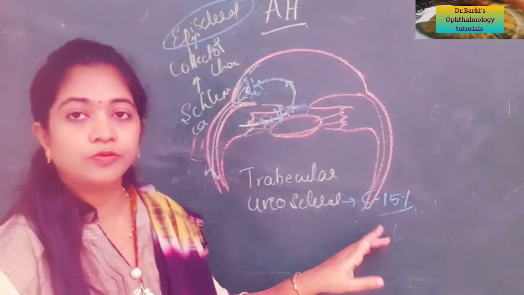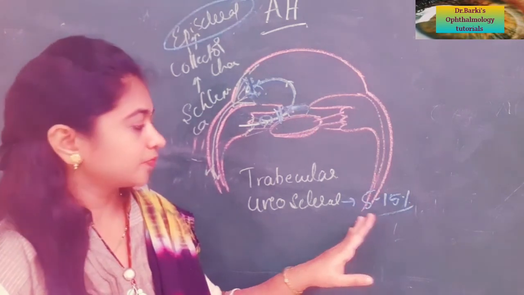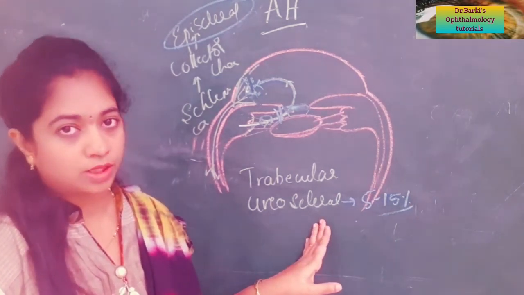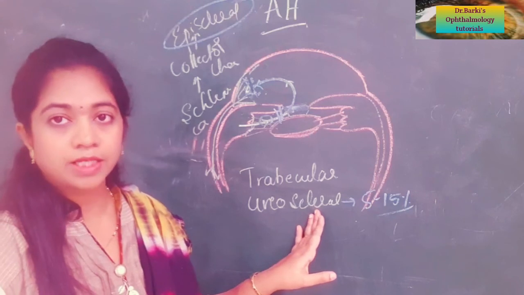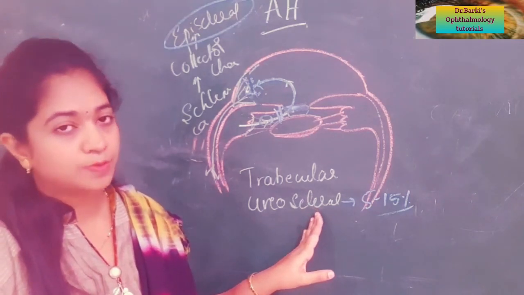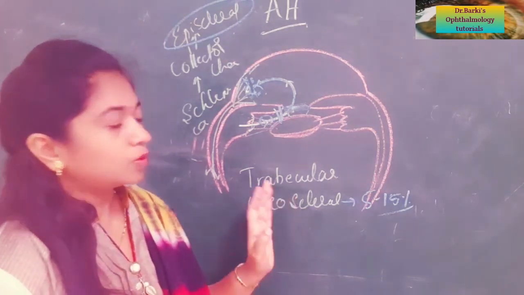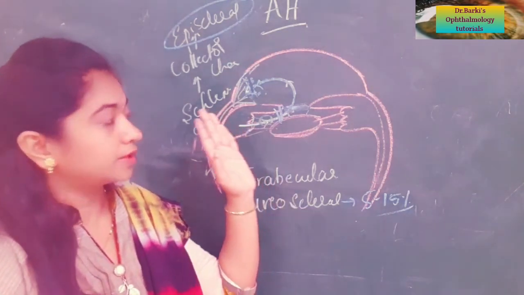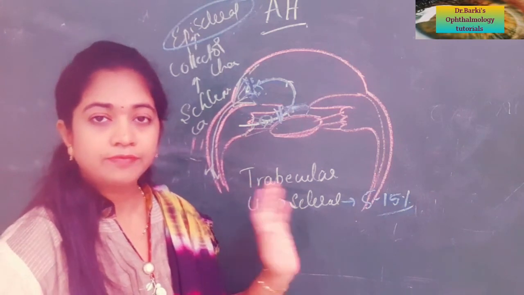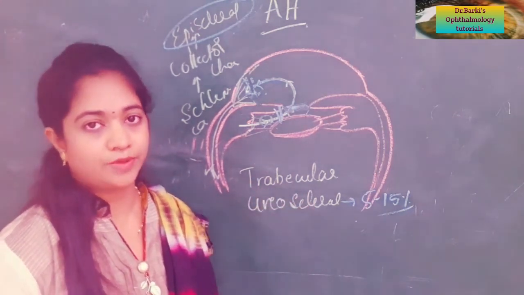This contributes only to 5 to 15% of the drainage, and this is independent of the intraocular pressure. And this can be enhanced by using cycloplegic drugs as well as prostaglandin analogs and adrenergic drugs. Okay. So this is about the aqueous humor production and drainage in brief. Briefly I have explained. In detail we will go in next videos.